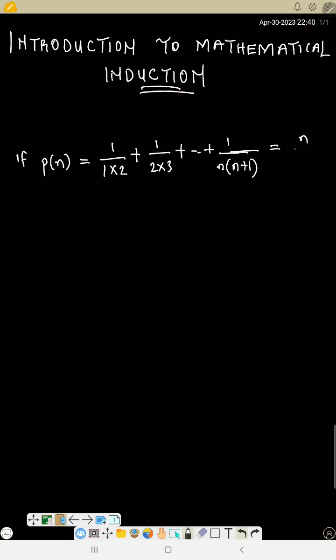So let's see another statement. Let's say we have Pn equal to 1 over 1 times 2, plus 1 over 2 times 3, plus up to 1 over n times (n plus 1), which is equal to n over n plus 1, where n is a member of the natural numbers. So write P2.